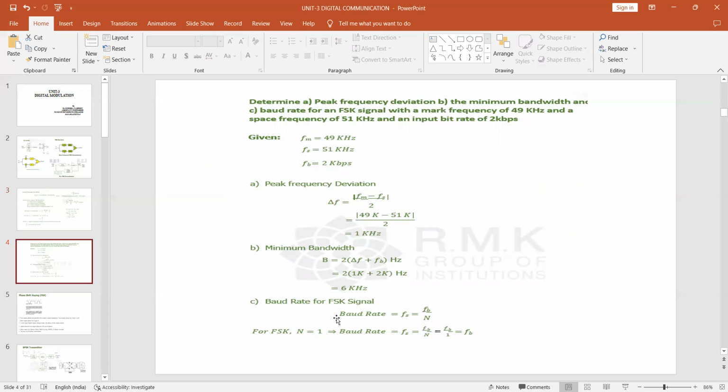I already told you the baud rate is represented in terms of bit rate by the number of bits we are using. Here each and every symbol is represented by 1 bit only, either 0 or 1. A signal change from 0 to 1 or 1 to 0 is represented by 1 bit only, so we take n equal to 1. If n is equal to 1, then automatically the baud rate is equal to the bit rate.